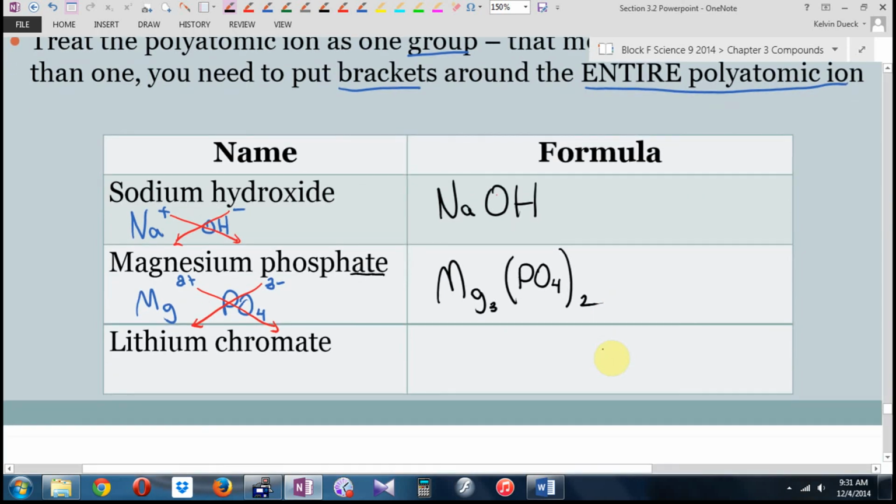Lithium chromate. Lithium. Chromate. Did they say chromate? Oh no, chromate. Where's that on here? Oh, there it is. CrO4 2 negative. Is that right?